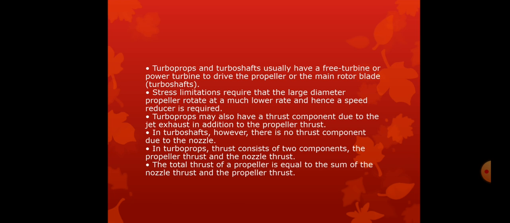Stress limitations require that the large diameter propeller rotates at a much lower rate, and hence a speed reducer is required. Turboprops may also have a thrust component due to the jet exhaust in addition to the propeller thrust. In turboshaft, however, there is no thrust component due to the nozzle. In turboprops, thrust consists of two components, the propeller thrust and the nozzle thrust. The total thrust is equal to the sum of the nozzle thrust and the propeller thrust.